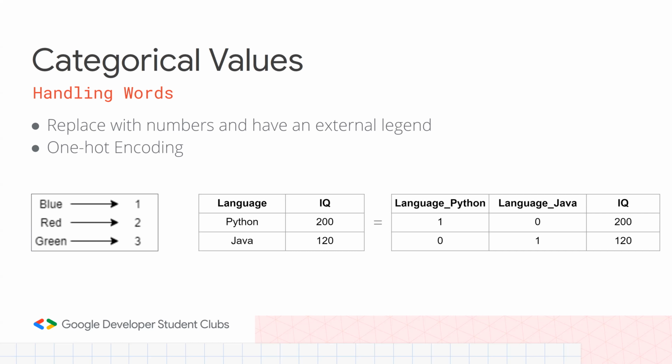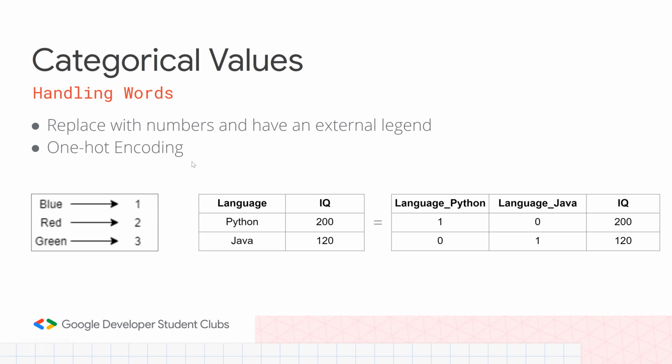There are two ways to do this that I know of. The first way is to replace the words with numbers and have an external legend. Let's say you have data with favorite color: blue, red, green. You want to turn those into 1, 2, 3. Then later you can reference those numbers: 1 is blue, 2 is red, 3 is green, if you really have to. But that's just one way. Another way is one hot encoding.